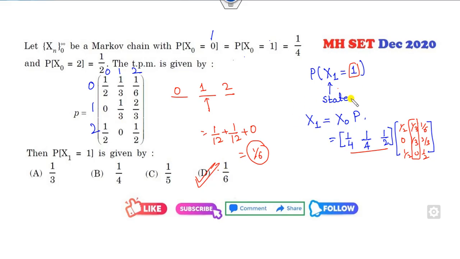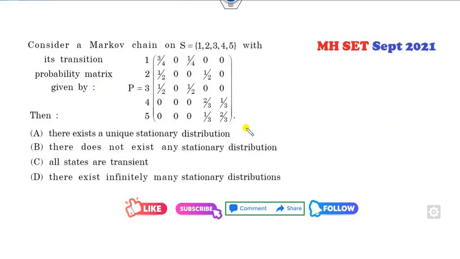This is the probability of the state at time 1. After this is my time period, so you have to calculate. This is the right answer. Okay, look at this one. There exists a unique, infinitely, and so on.